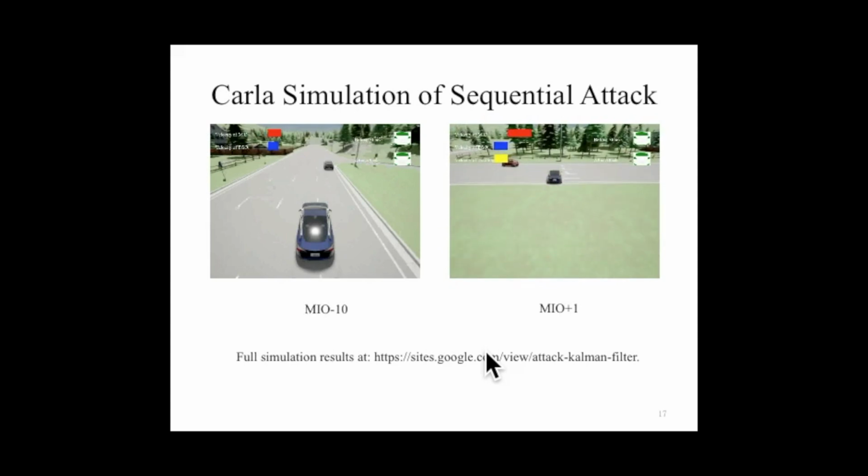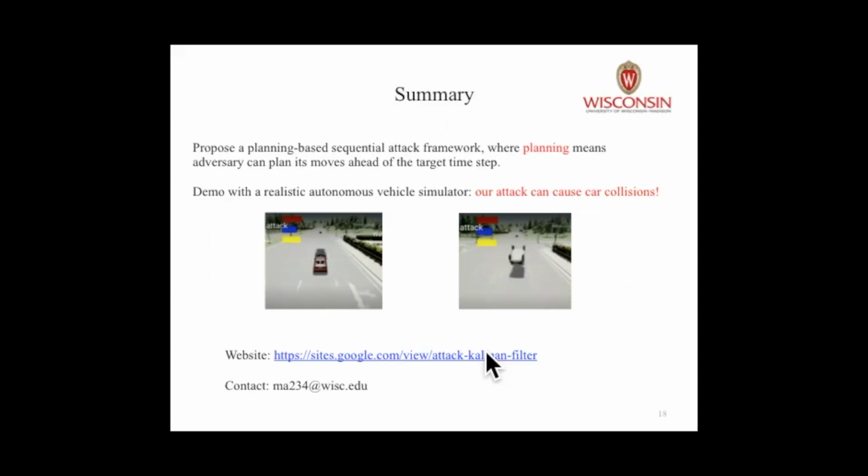Finally, to summarize, we propose a planning-based sequential attack framework, where planning means the adversary can plan its moves ahead of the target time step. We also provide a demonstration with a realistic autonomous vehicle simulator, and we show that our attack can cause car collisions. And that's all for my presentation. Thank you for listening.